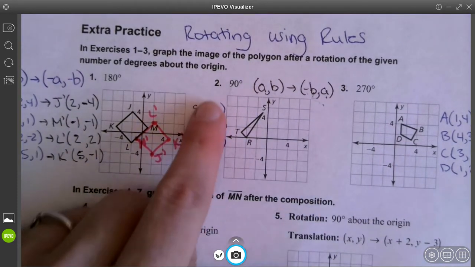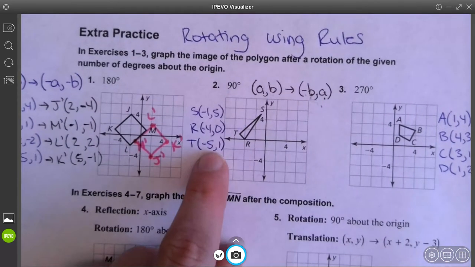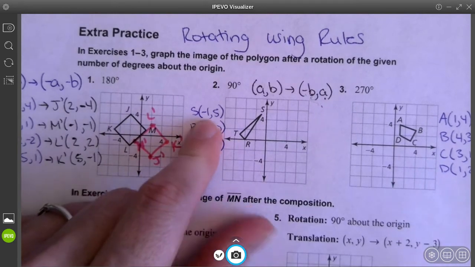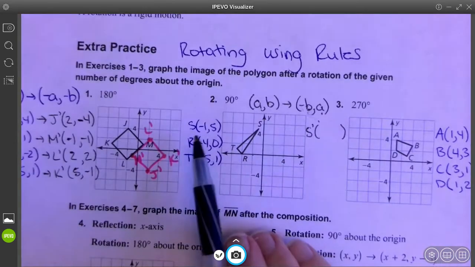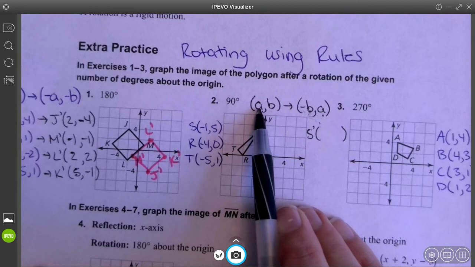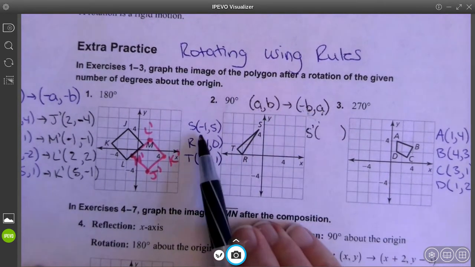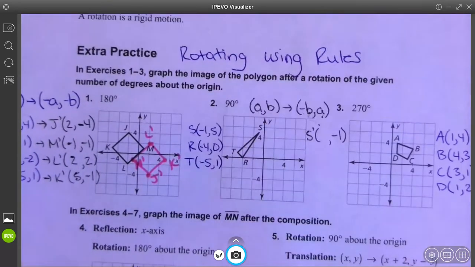So again, I wrote down all the points of my pre-image, and I'm going to apply this rule to each point. So for point S, I'm going to apply the rule to get S prime. The first thing I'm going to do, I know the X coordinate, in this case -1, will become the Y coordinate. So the X coordinate of point S is -1. So -1 will be the Y coordinate of S prime.